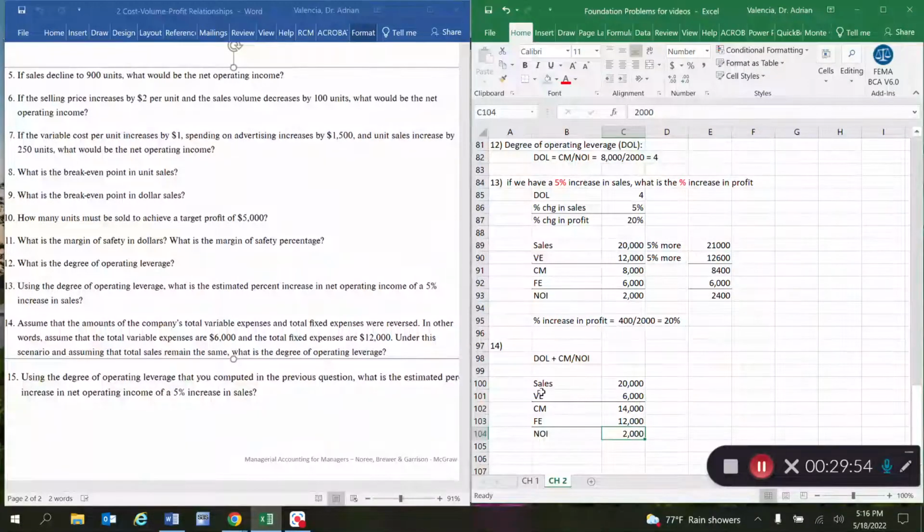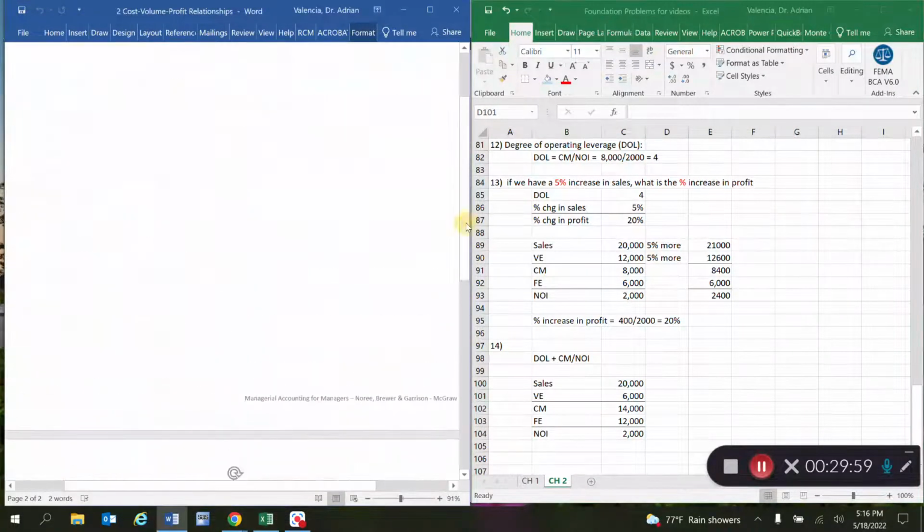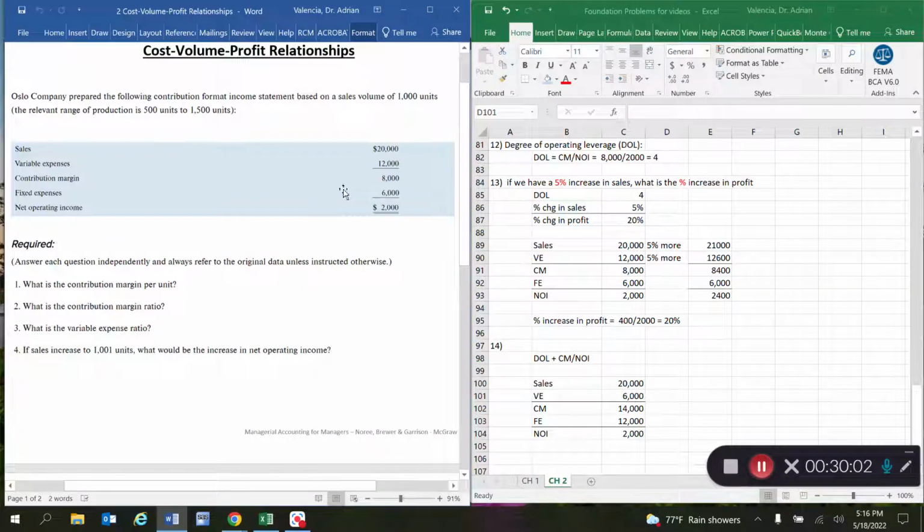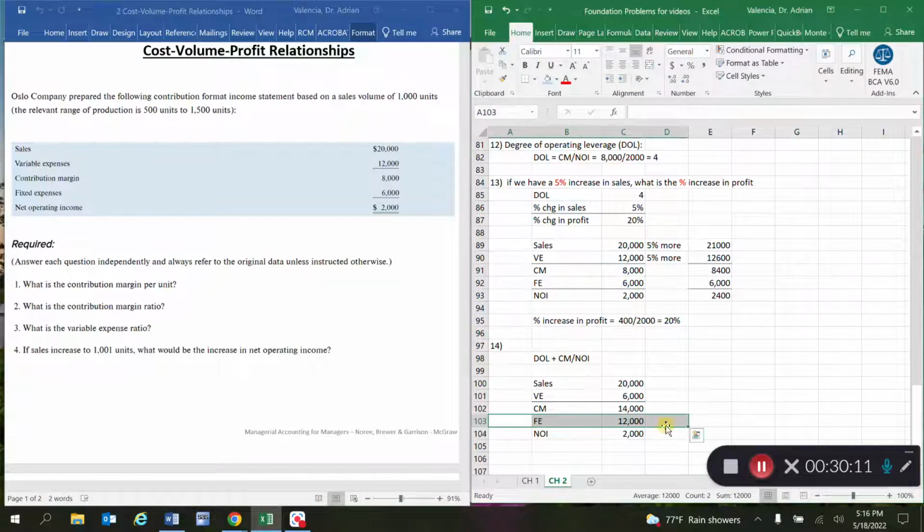It's just that now what you can see is that this company is very different from the original company. The original company had fixed expenses of $6,000 relative to the $20,000 in sales. This new company has fixed expenses of $12,000 relative to the sales of 20,000. So what you could see is that this second company is maybe more machinery intensive or more dependent on a cost structure that is fixed as opposed to variable.